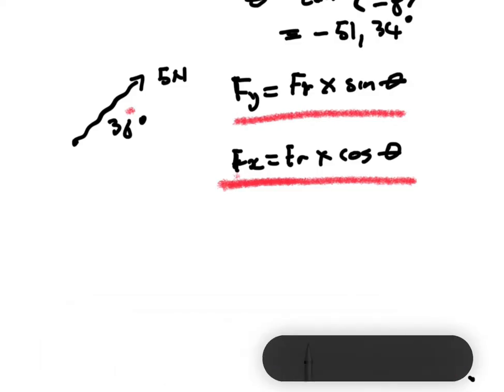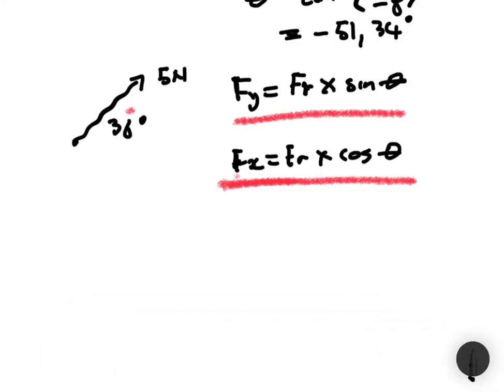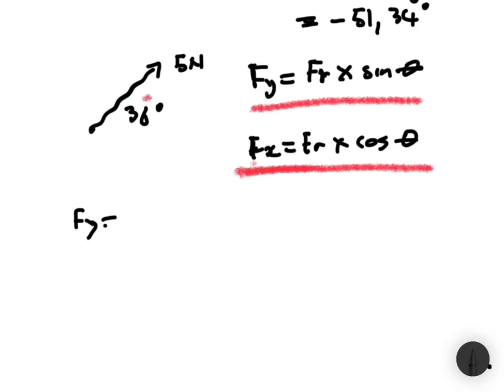Let's just do it for this question so that we can see what is going on, and then we can move on to better things. If we want to find Fy, that is going to be 5 multiplied by sine of 36 degrees. Let me put that in my calculator real quick. So that is sine of 36 degrees, and we get 2.9389.